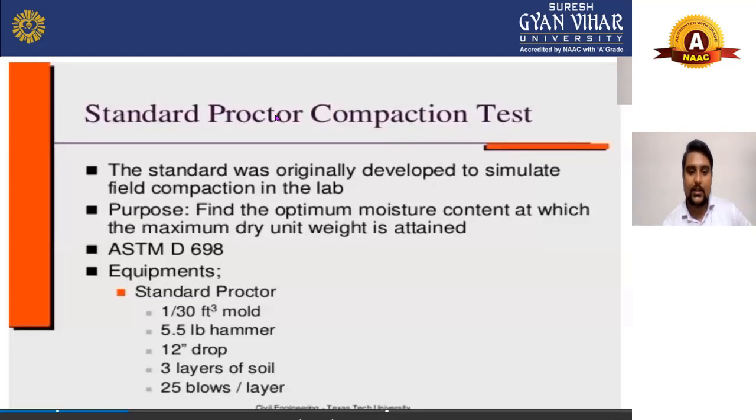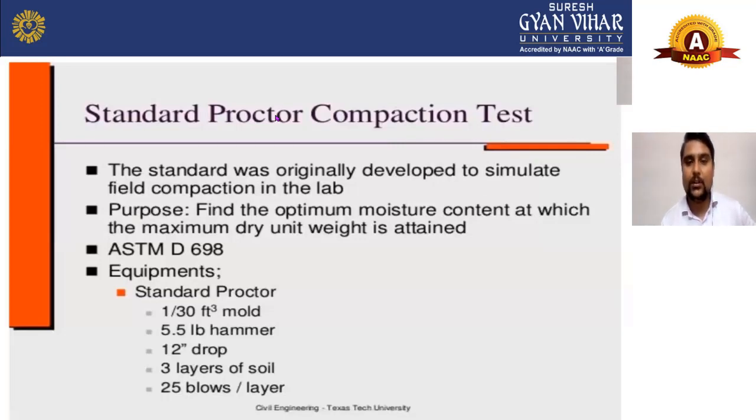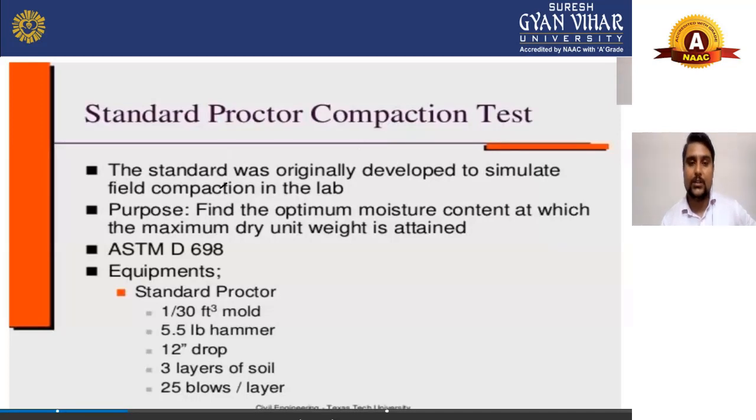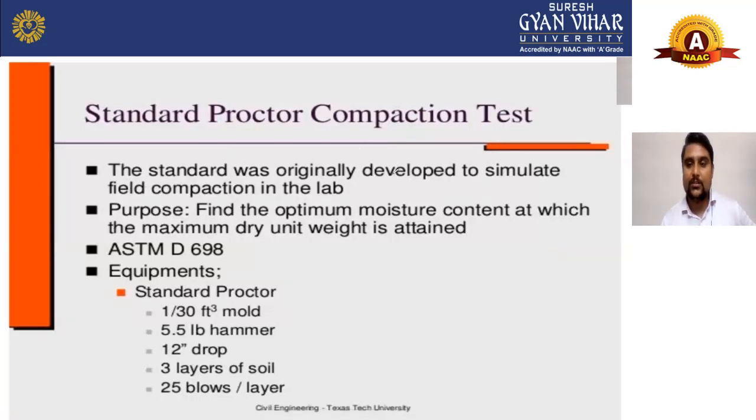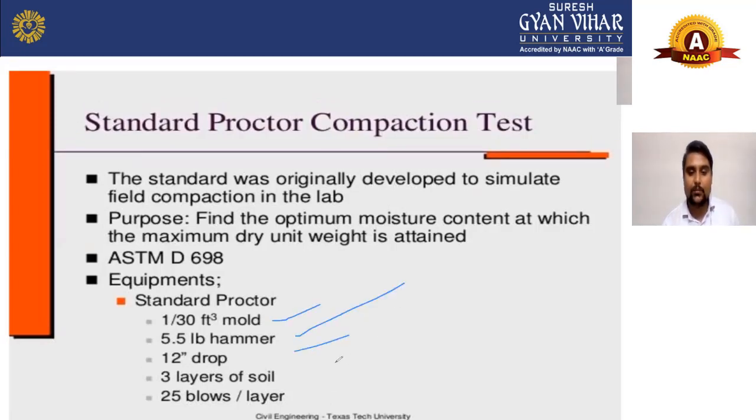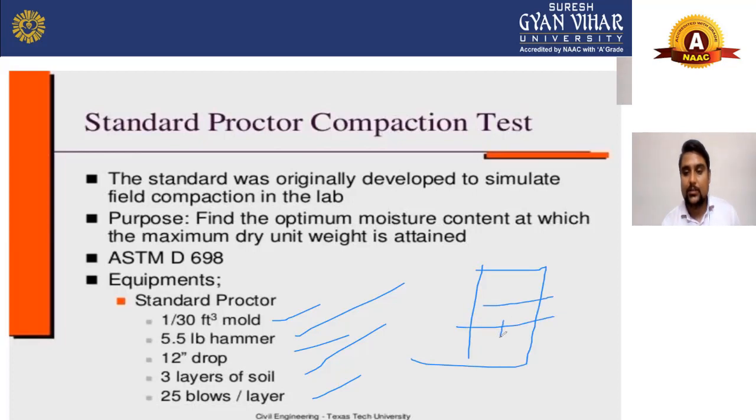Here we will see the standard Proctor test, what kind of equipment and what the method of doing the standard Proctor test is. The standard test was originally developed to simulate field compaction in the lab. Purpose: to find the optimum moisture content at which the maximum dry unit weight is attained. What kind of equipment will you use? For the standard Proctor test, first we will use the mold, hammer, drop, 3 layers of soil and 25 blows per layer. Each layer will be compacted 25 times. This is a very important point which you need to remember.